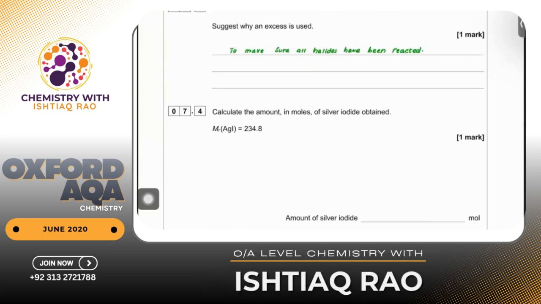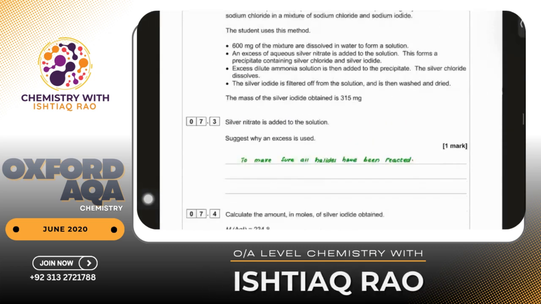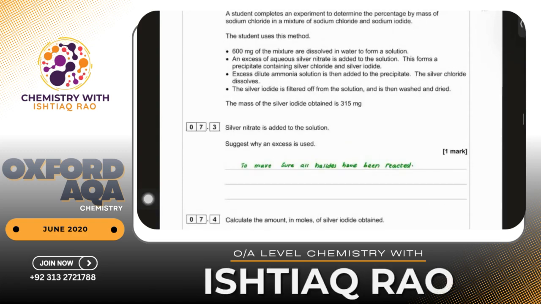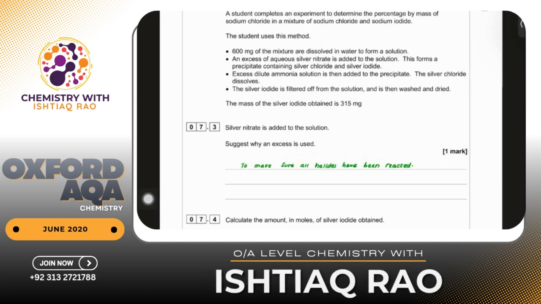Calculate the amount in moles of silver iodide obtained. Yeah, this is easy. So see this one, silver iodide. Mass of silver iodide obtained.